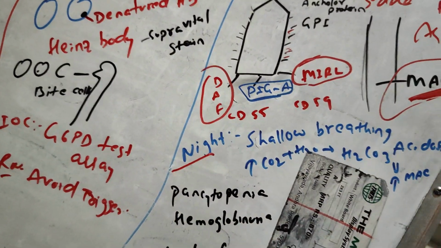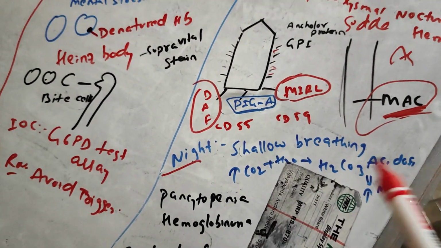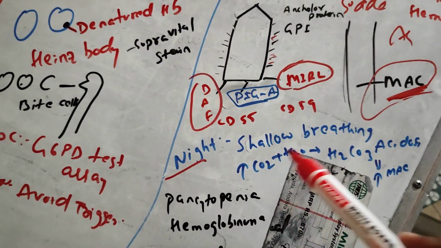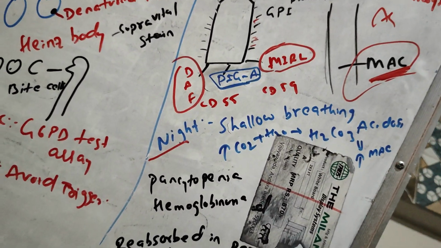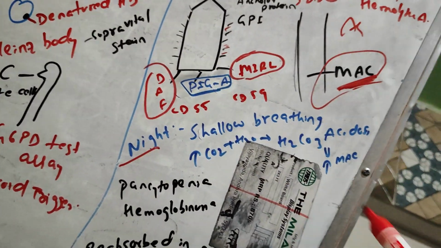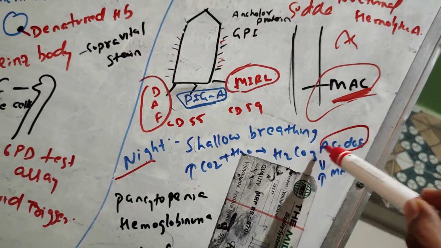In the night time, there is shallow breathing. That's why we take less breathing in the night time. Because of that, we have more CO2 in the body. More CO2 in the body interacts with water, forming carbonic acid, and it causes acidosis.